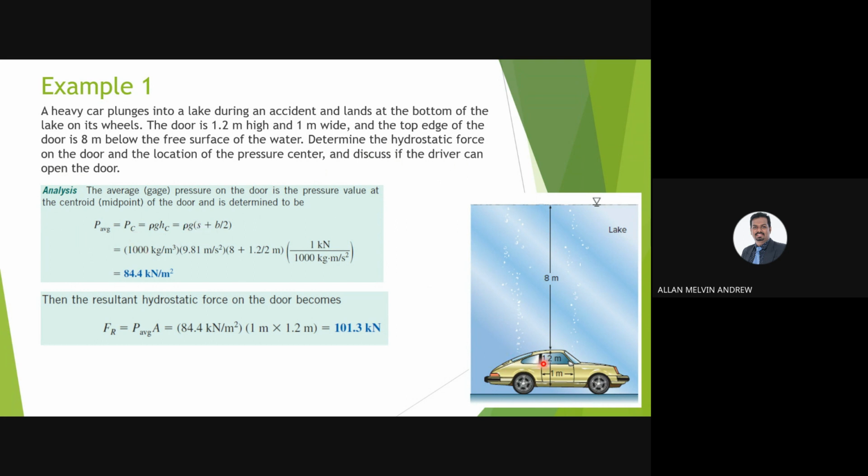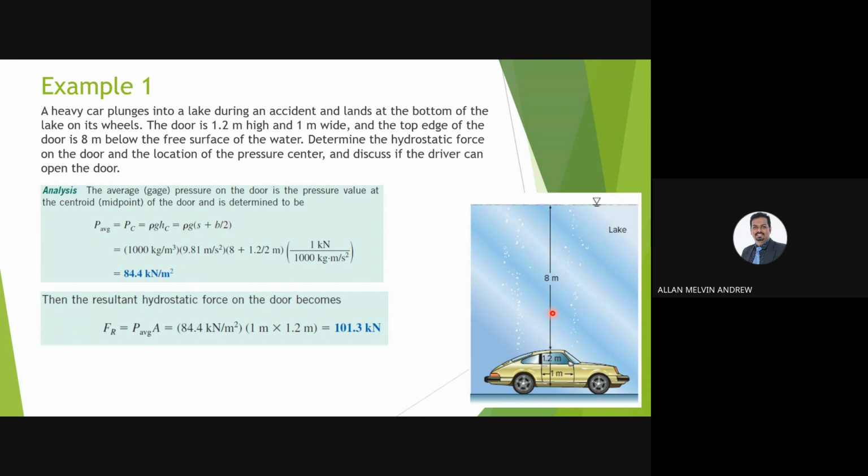So the average pressure, PC, the pressure at the centroid, equals rho g h. Earlier we saw a body that is vertical, a body at an angle, and a body that is horizontal. A body at the horizontal experiences the same pressure throughout, so it is easier to analyze. So P average is rho g times s plus b over 2.